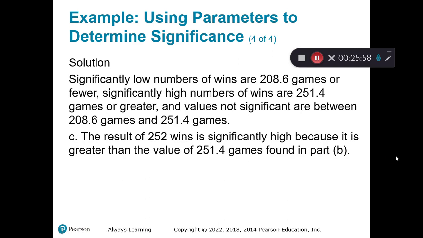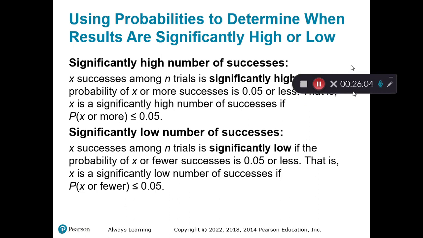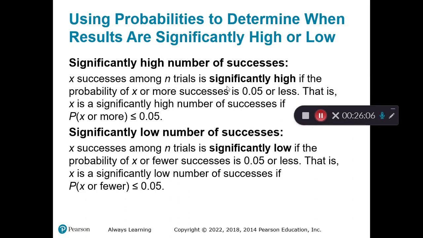Here we have that same information repeated in text. As before, we also can look at probabilities to determine if a certain value for x is significant or not. Probabilities that are less than 0.05 cumulatively would constitute significant results.